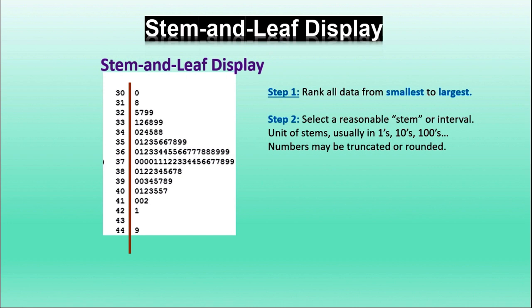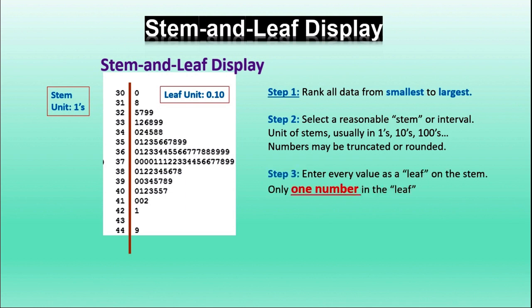For the unit of the stems, usually in ones, tens, or hundreds, you should define the unit of the stem. For example, if you define the stem unit as ones, then 30 here will be 30. If you define the stem unit as tens, then 30 here will be 300. Step 3. Enter every value as a leaf.